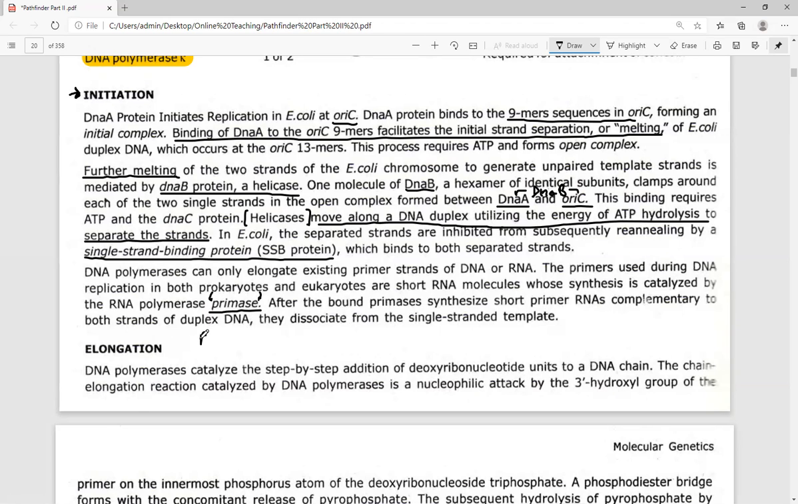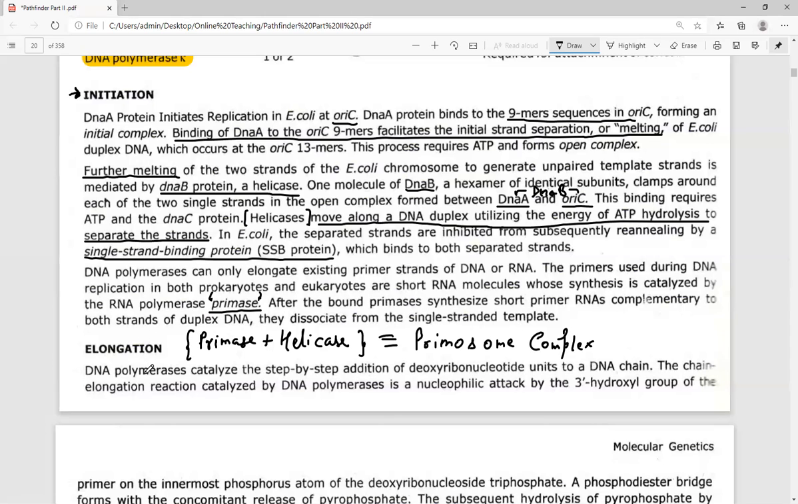Sometimes primase forms a complex with helicase, and that complex which is produced is referred to as the primosome complex. What is a primosome? A primosome is a complex of primase plus helicase. When primase and helicase are linked together, it leads to the formation of the primosome complex.